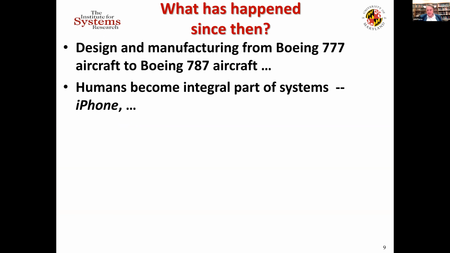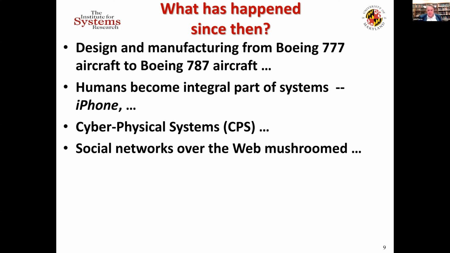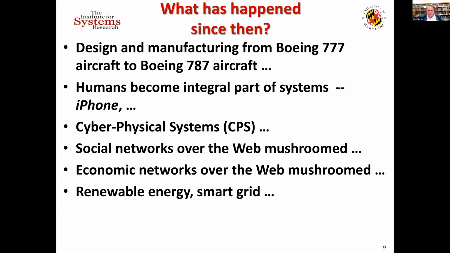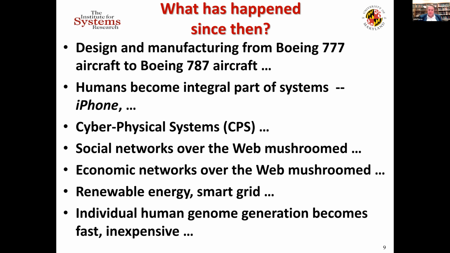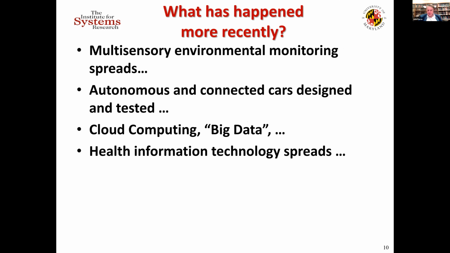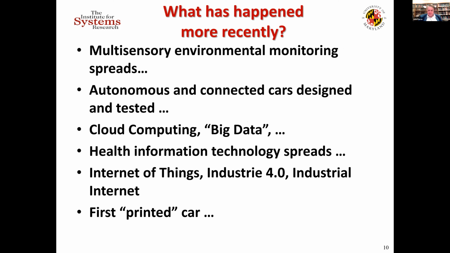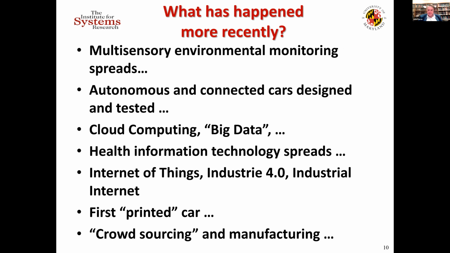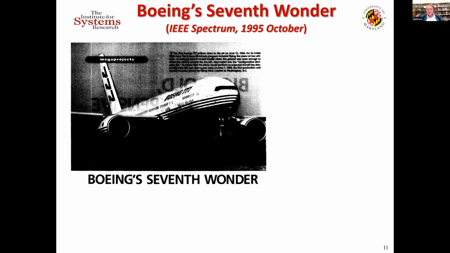We now, as you study in this consortium, know that humans are integral parts of systems, okay? We have cyber physical systems. We have social networks over the web that influence everything we do. We have economic networks over the web. We have renewable energy, smart grids. We have a lot of advances in the human genome. And we have multisensory environments, monitoring, autonomous and connected cars, okay? Cloud computing, big data, health information technology, okay? Internet of Things. First printed car. Actually, in China, they tell me they had to print the house, okay? Crowdsourcing and manufacturing, all right? So you can see that the complexity of systems is increasing.